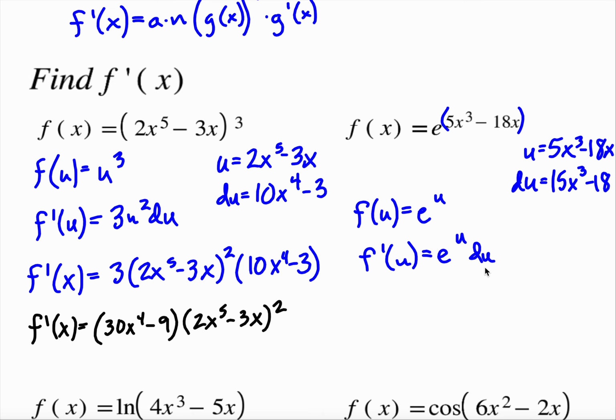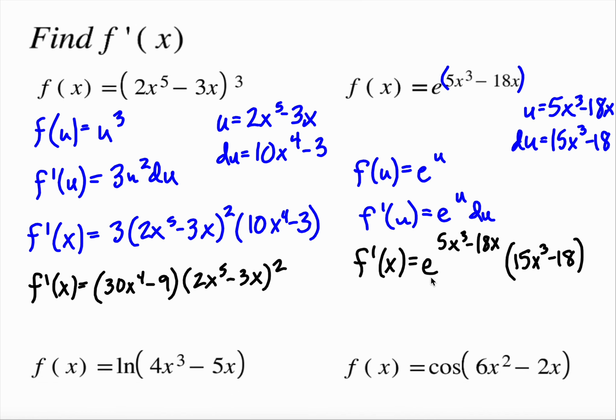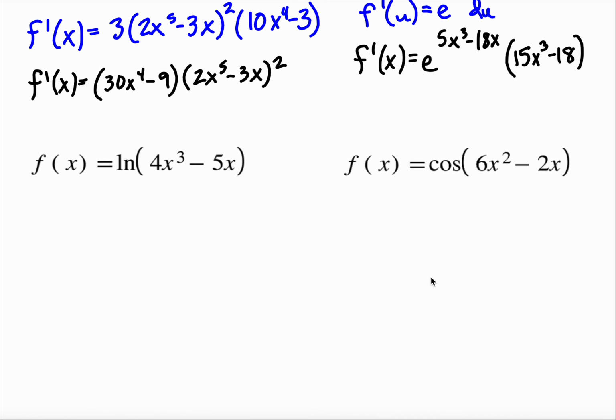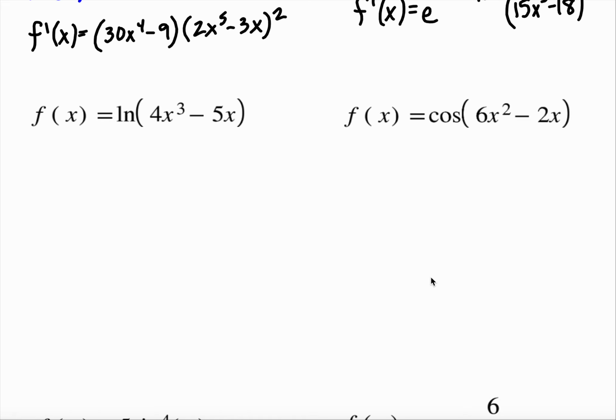Okay, so there's the derivative part, but then we can just go ahead and rewrite it in terms of x, and we're going to have e to the 5x cubed minus 18x, and then we'll have our du, which is going to be 15x cubed minus 18. Now I guess you could rewrite this in the front, but really that problem is done there. Let's do 2 more of these here.